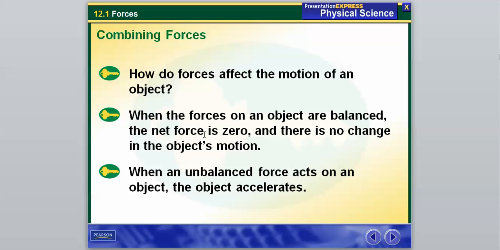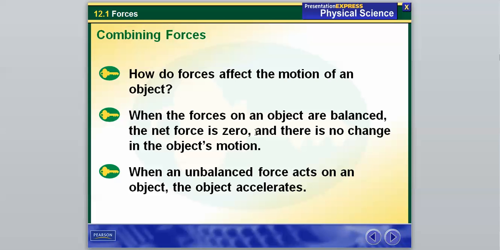So multiple forces can act on an object at one time. When that happens, there's going to be no change in the object's motion. However, when an unbalanced force acts on an object, the object's going to accelerate. And again, remember, that can be either speeding up or slowing down, because deceleration does also classify as accelerating. So hopefully, just from a logical standpoint, this makes sense.